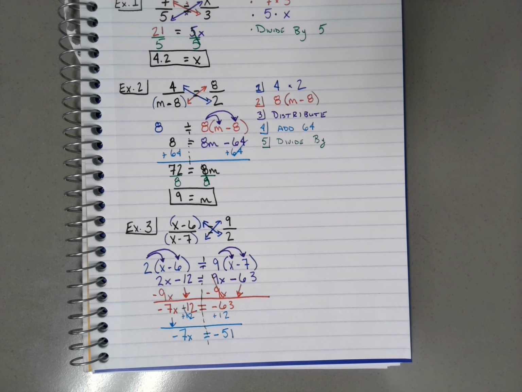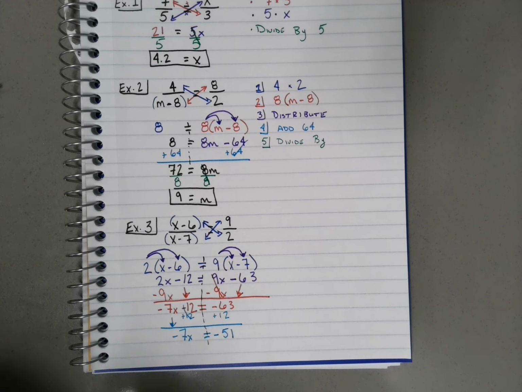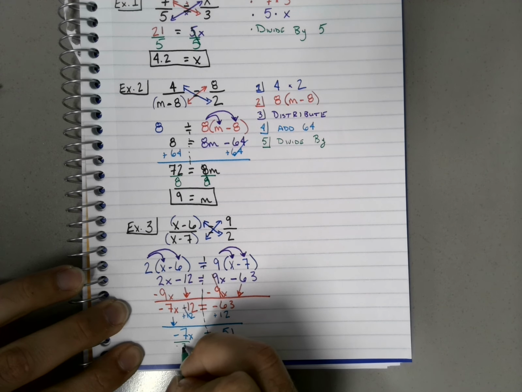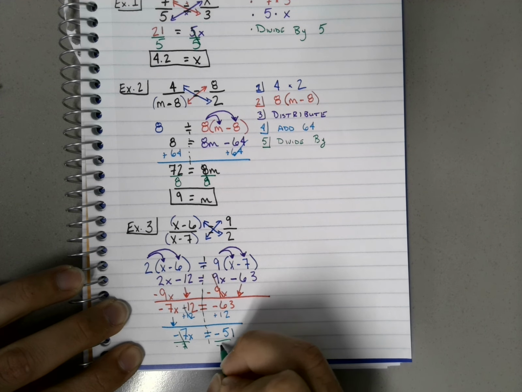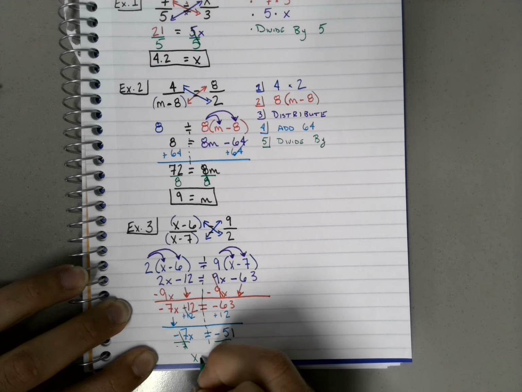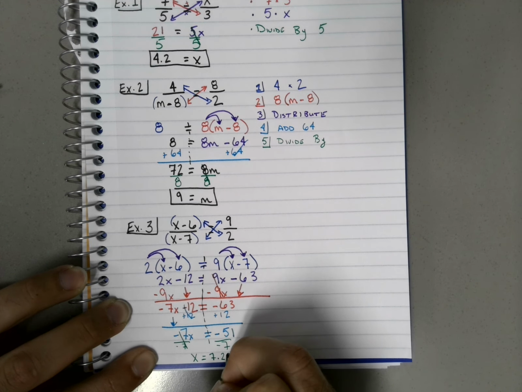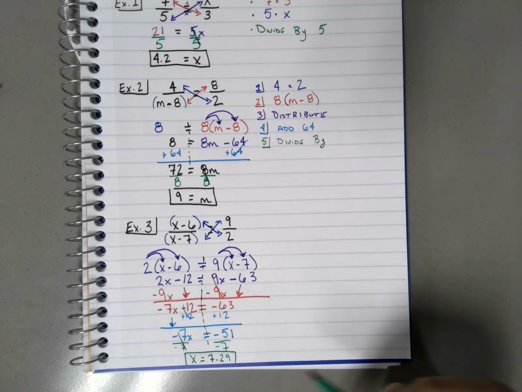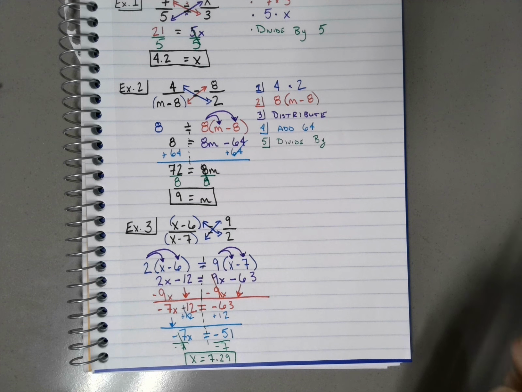And my last step is to divide by negative 7, because when I have a number and a variable side by side, that means to multiply. Divide by negative 7, divide by negative 7, and x equals 7.29. Okay? Negative divided by negative is a positive, and 51 divided by 7 is 7.29.